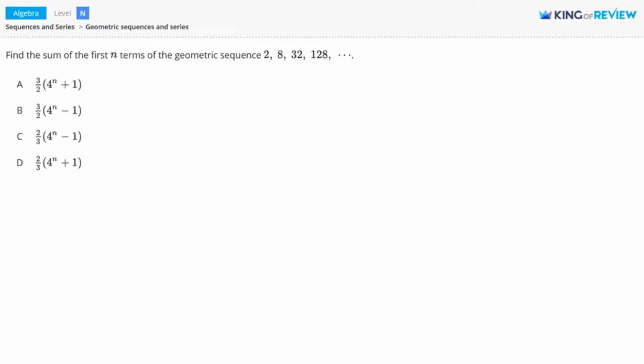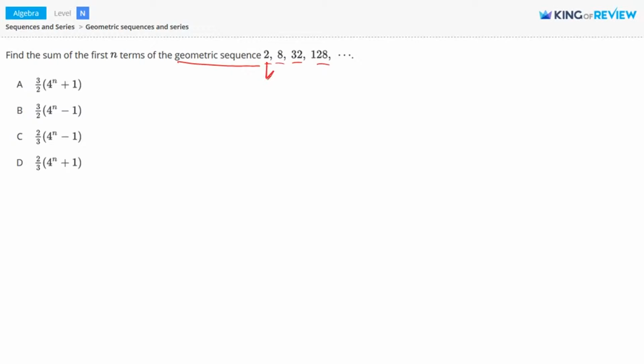Find the sum of the first n terms of the geometric sequence 2, 8, 32, 128, and the sequence continues. So in this problem, we're working with a geometric sequence. A geometric sequence is a list of numbers or terms where the ratio of any term to the previous term is constant. So each of these numbers here is a different term.